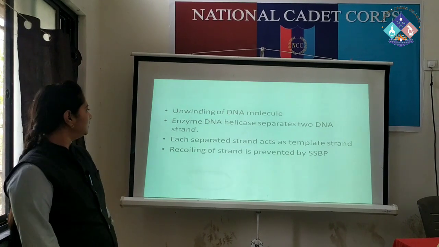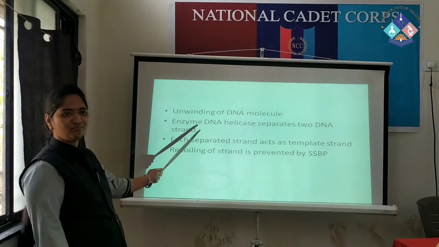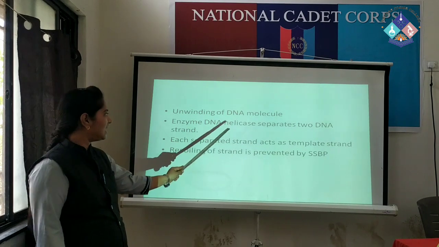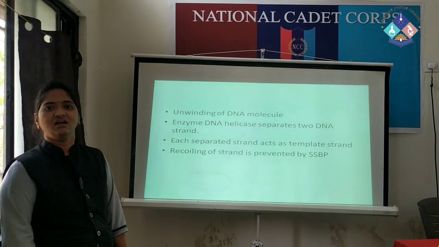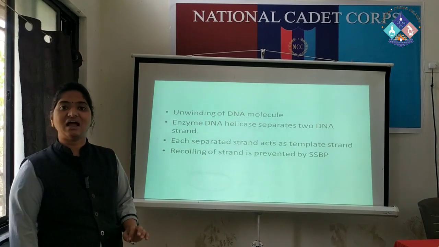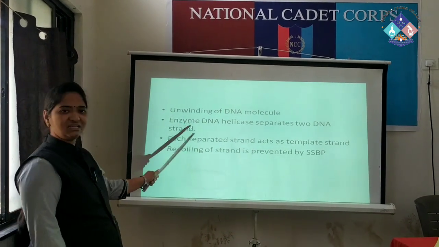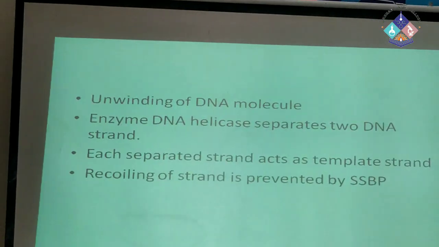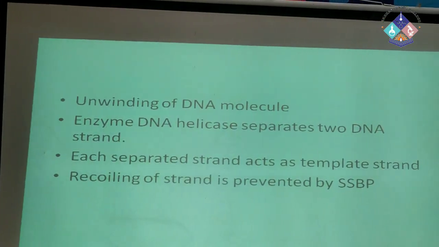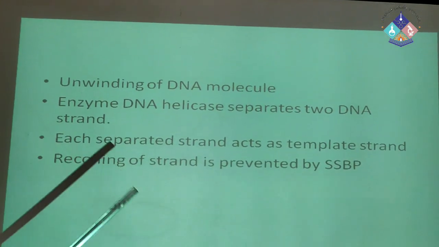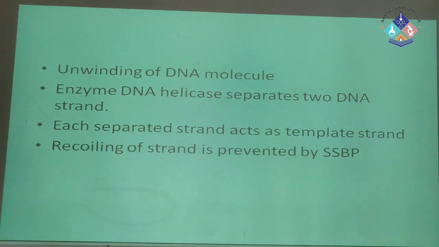Here these two strands are separated by a very important enzyme, that is DNA helicase, which separates DNA strands by breaking hydrogen bonds. It's very important to remember that the enzyme DNA helicase breaks hydrogen bonds and separates the two DNA strands. So now each separated strand acts as a template strand.